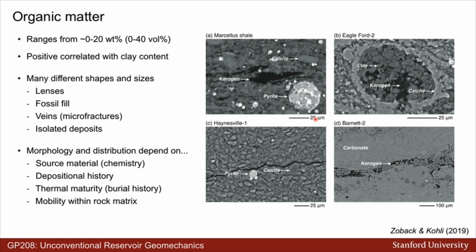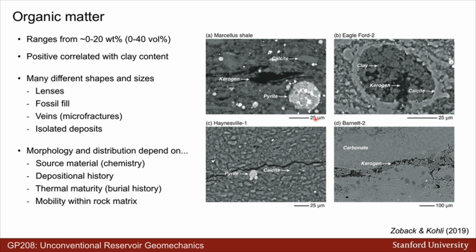The source material for the organic matter, what sort of biological organisms have been deposited with the rock and are giving rise to the organic content. The depositional history, how fast, how hot, how deep has it been buried? And also, finally, the mobility of organic matter when in the rock matrix. For example, when the rock starts to mature, what happens to that organic matter? Does it escape and move to another sort of reservoir in the rock, or does it stay in place?